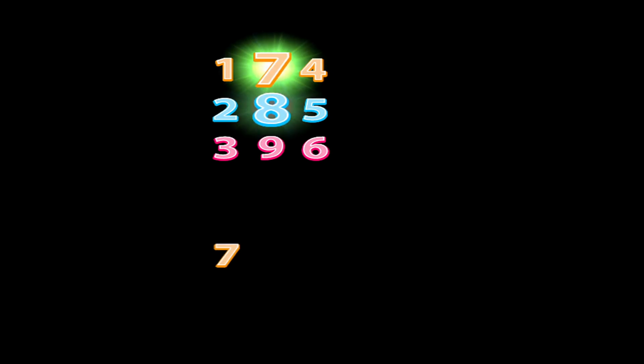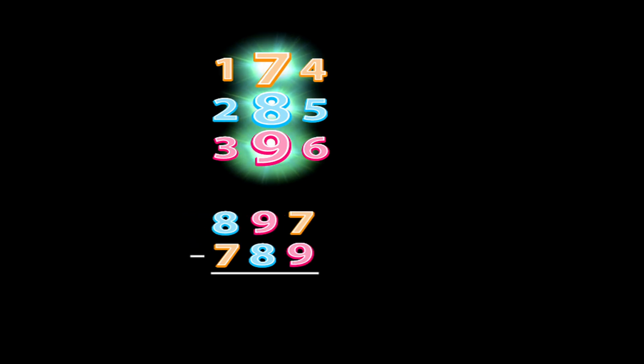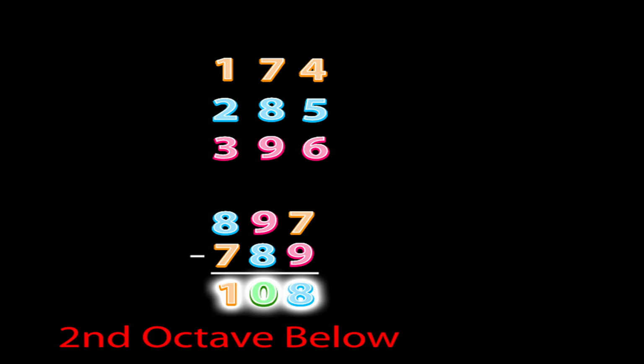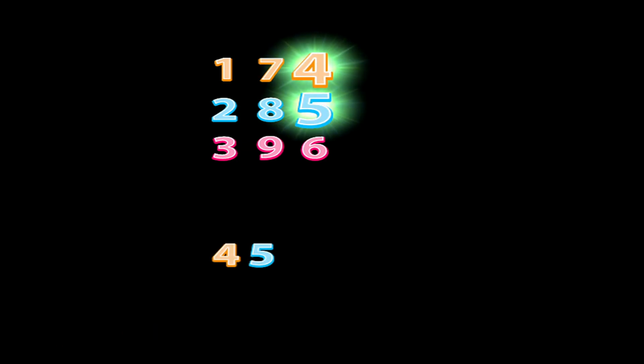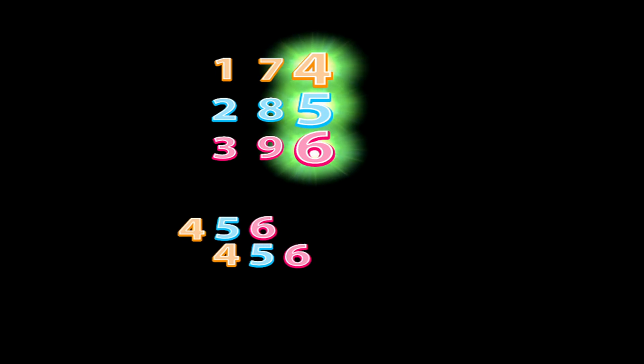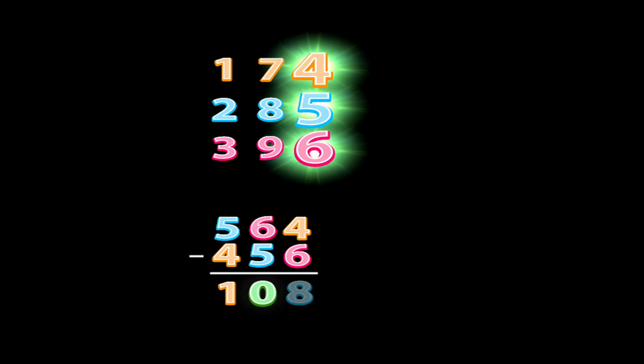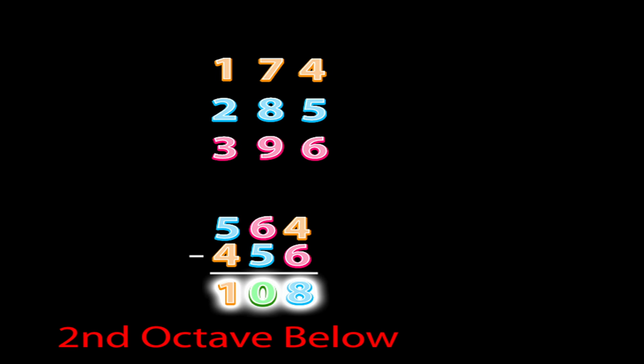Going down the center the same way, 7, 8, 9, I subtract that from its shifted pair of 897, which gives me another 108, or 2 octaves below. And one more time going down the far right, we got the 4, 5, and the 6. Subtract that from its shifted pair of 564, and we get another 108.